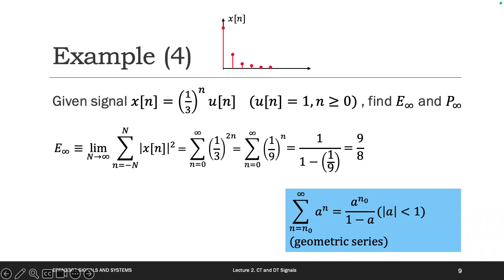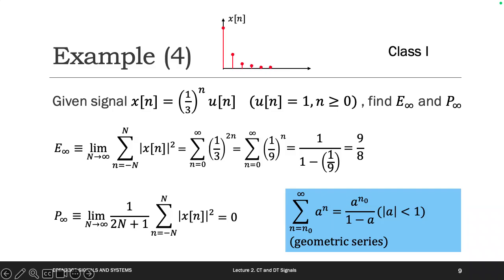Okay, and then we just talk about actually the power is the same thing, because this part is just this part. And the n goes to infinity, so this part will be 0. That makes sense to you? It's a similar thing with the next one, so it will be 0. That makes sense to you? So which class? Class 1. Yeah, that's right.